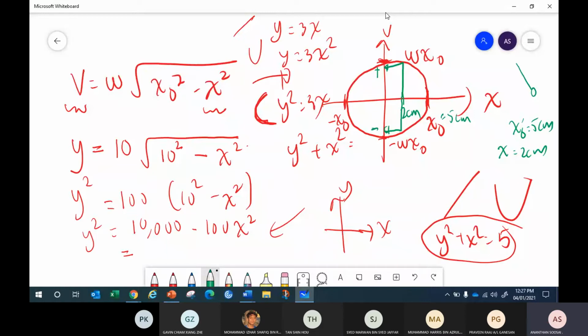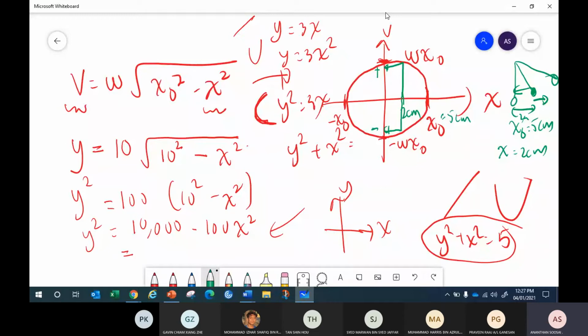Why do you have two answers? When you are displaced at 2 centimeter at this moment, if the particle is on the way moving to the right, you get the positive velocity. If the particle is moving on the way to the left, then you have a negative velocity. So there are two options. Okay. So yeah, you get two answers.